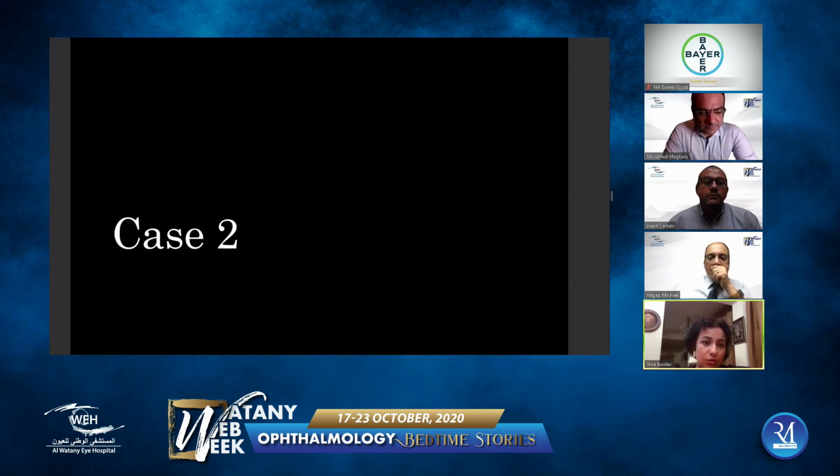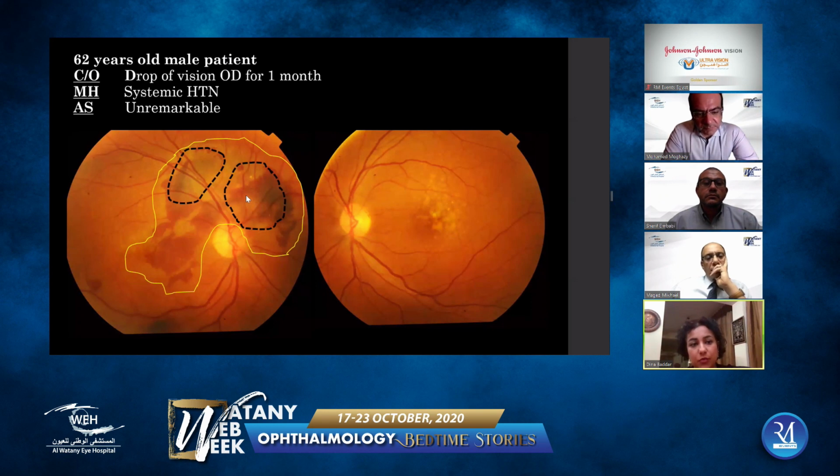This is a 62-year-old male who presented with a drop of vision in the right eye for 1 month. He was under treatment for systemic hypertension.